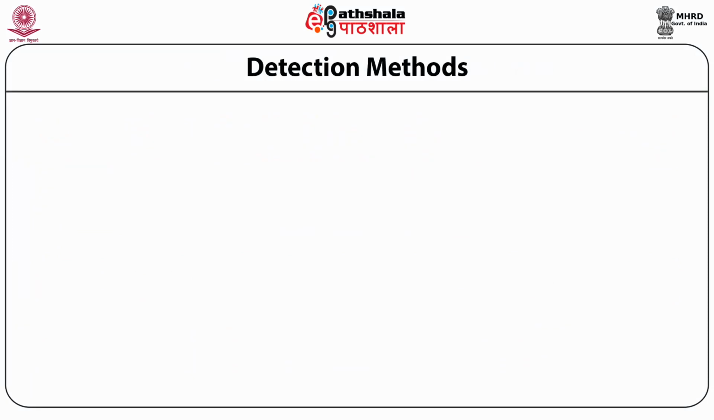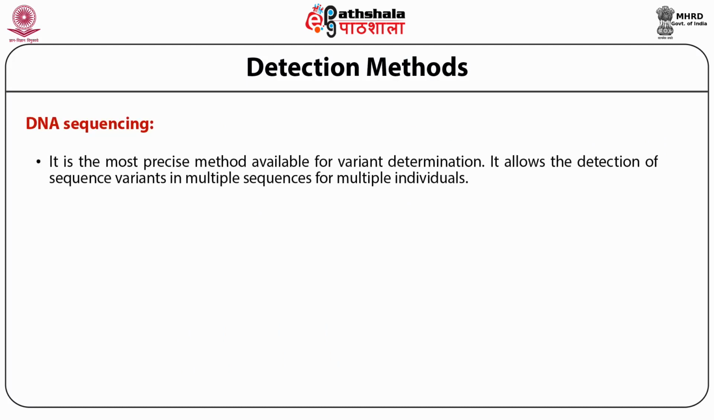Before elaborating on the types of markers, the different methods available are enumerated in this section. The first is DNA sequence. It is the most precise method available for variant determination. It allows the detection of sequence variants in multiple sequences for multiple individuals.